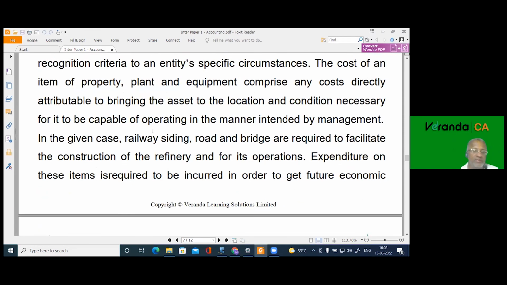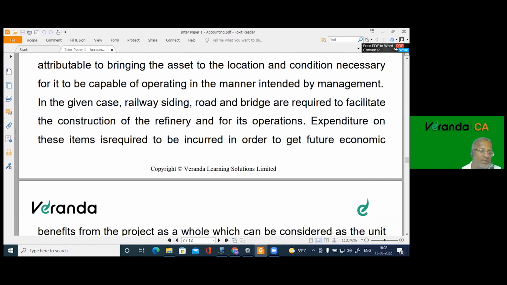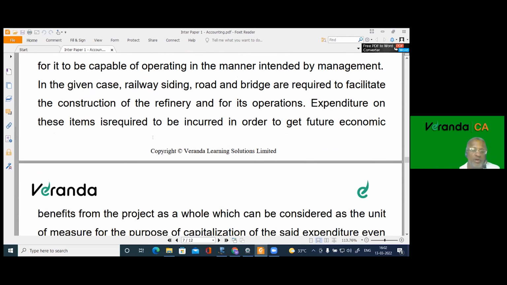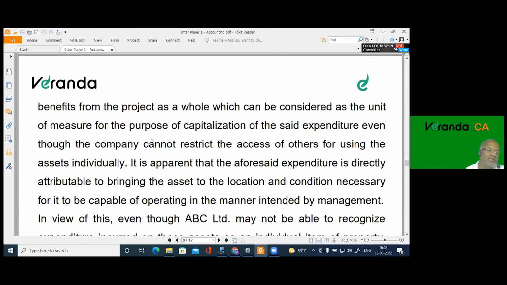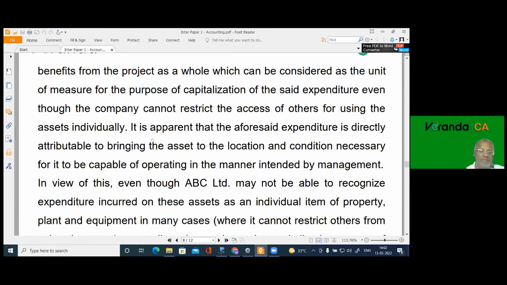In the given case, the railway siding, road and bridges facilitate the construction of the refinery and its operation. Expenditure on these items is required to be incurred in order to get future economic benefits from the project as a whole, which can be the unit of measure for the purpose of capitalization of the said expenditure, even though the company cannot restrict the access of others from using the assets individually. It is apparent that the aforesaid expenditure is directly attributable to bringing the asset to the location and condition necessary for it to be capable of operating in the manner intended by management.